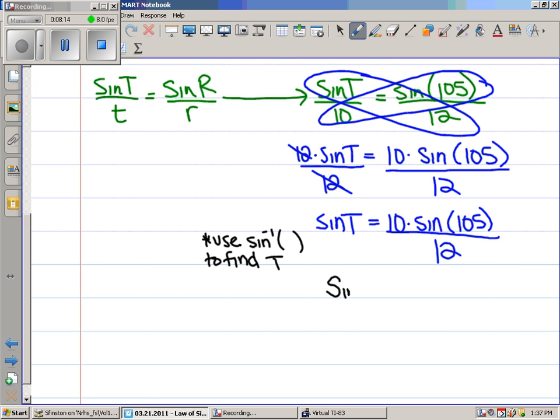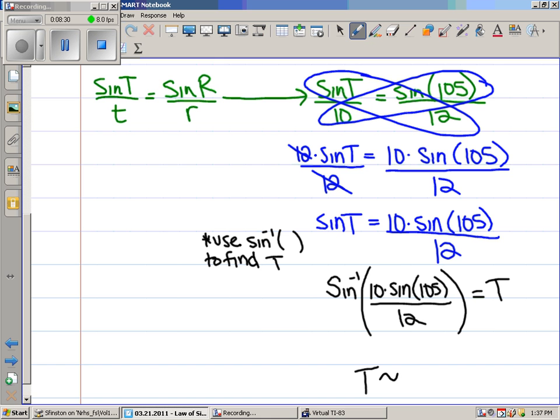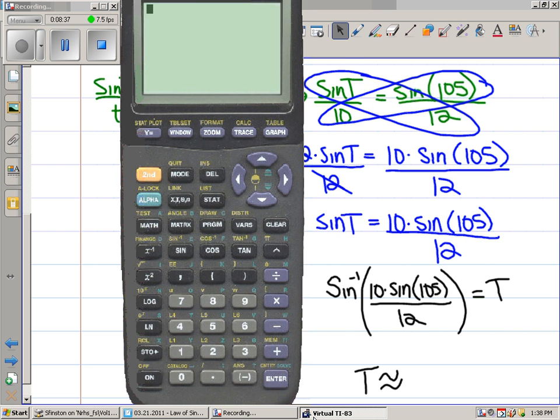What do I mean? I mean the following. The arc sine of 10 times the sine of 105 divided by 12 equals T. And I'm going to teach you how to plug that into your calculator so we can figure out how much T is worth. Here's how I would do it. I'm going to take the stuff inside and figure out what it is slowly. So 10 sine 105, hit enter. Divided by 12, hit enter.